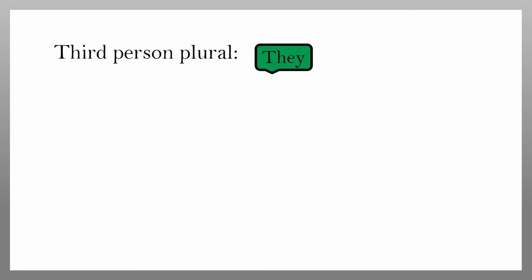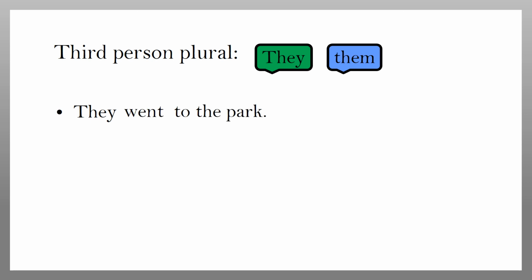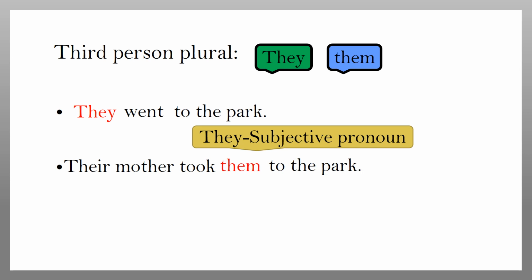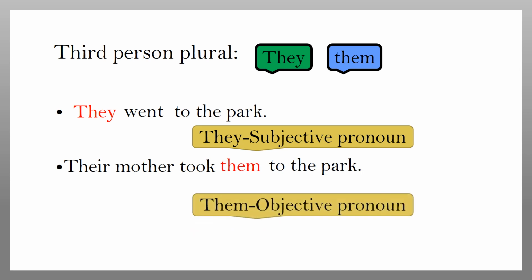Under third person plural, how they and them are used as personal pronouns. Let's see. They went to the park. In this, the they is used in the position of subject, so it acts as a subjective pronoun. Their mother took them to the park. In this, them is in the position of object, so it is objective pronoun.